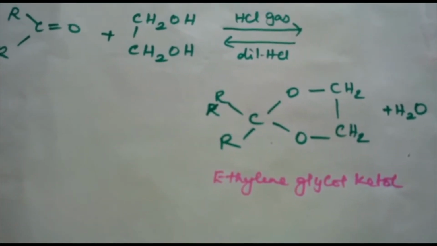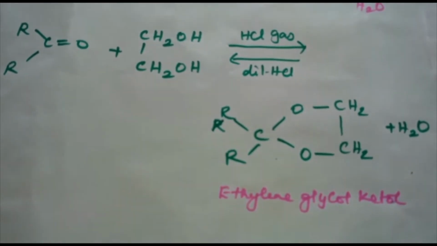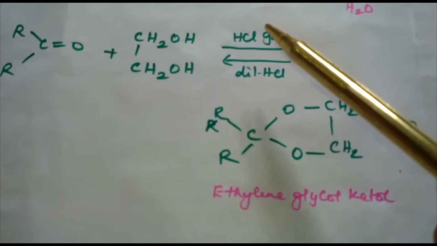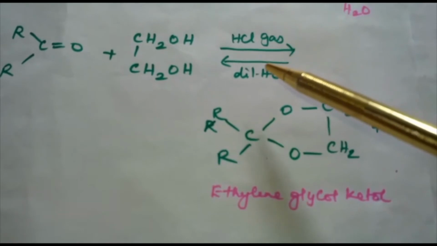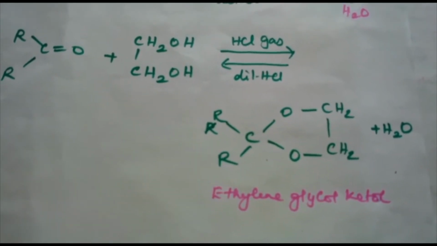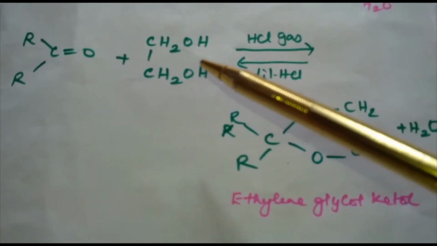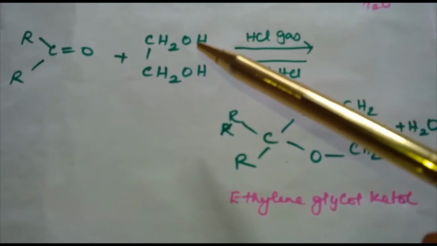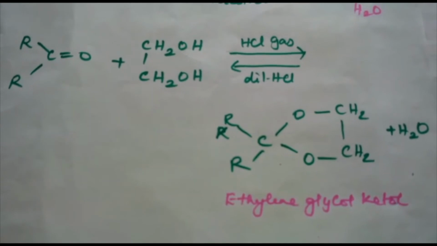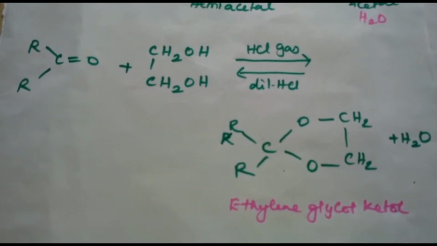Ethylene glycol ketals. Dry hydrogen chloride protonates the oxygen of the carbonyl compounds and therefore increases the electrophilicity of the carbonyl carbon, facilitating the nucleophilic attack of ethylene glycol. Acetals and ketals are hydrolyzed with aqueous mineral acids to yield the corresponding aldehydes and ketones.